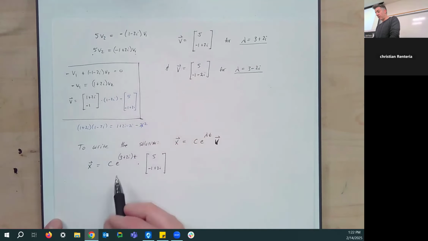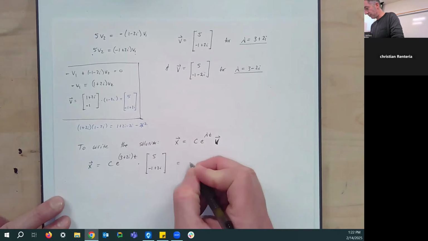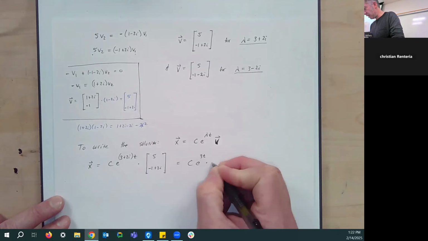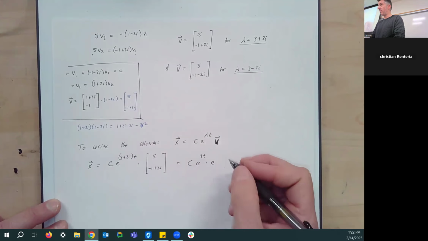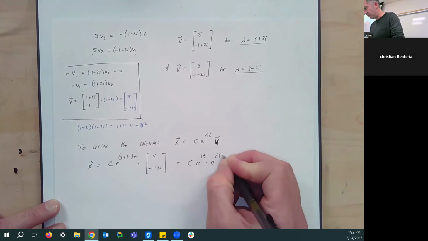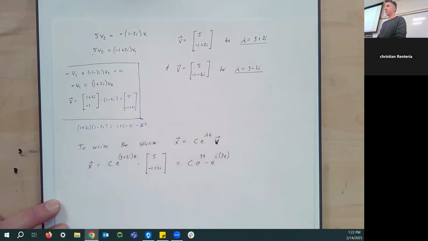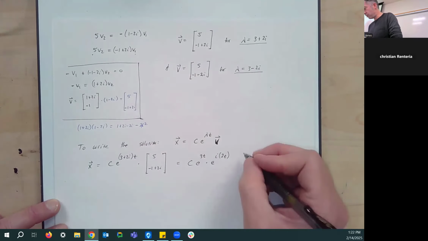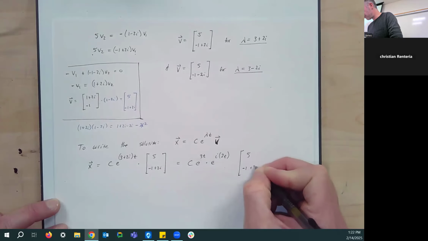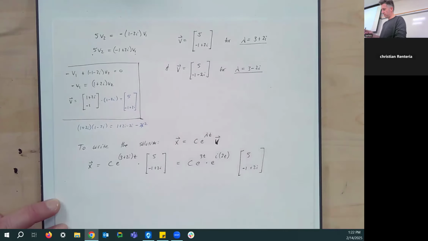We're going to break the e to the 3 plus 2i times t part up into two pieces. It's going to be e to the 3t times e to the 2i times t. I'm specifically going to write that as e to the i times 2t, just to make something extra obvious.